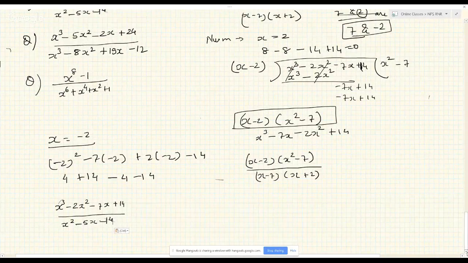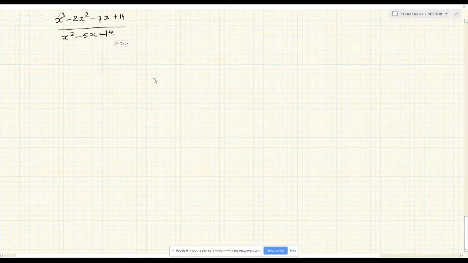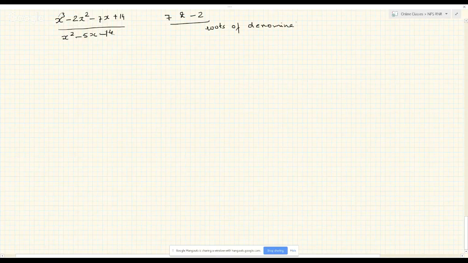So now, what was it? We just found out that 7 and minus 2 were the roots of the denominator. And hence x plus 2 is a factor of the denominator. So the denominator D was nothing but x plus 2 times x minus 7.